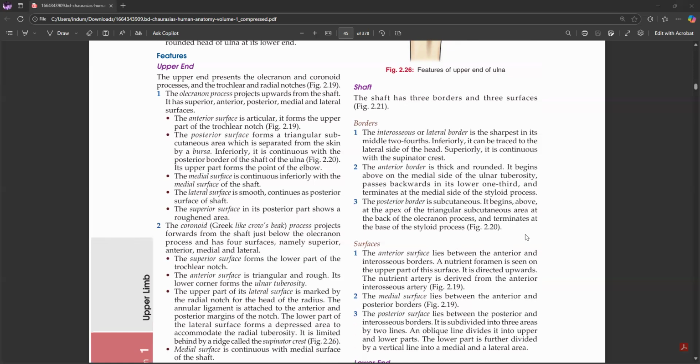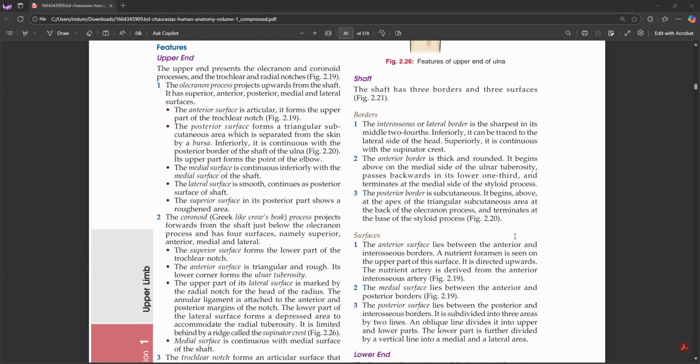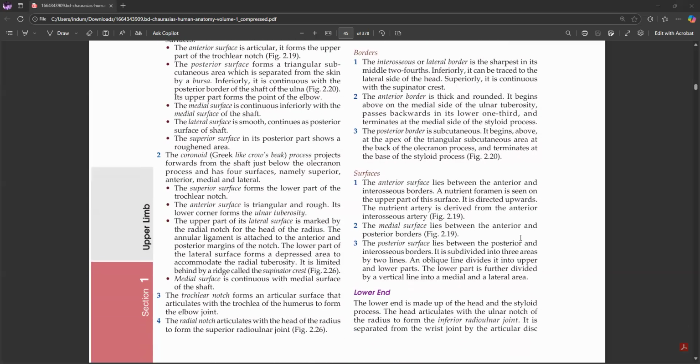Number 2, the anterior border is thick and rounded. It begins above on the medial surface of the ulnar tuberosity, passes backwards in its lower one-third, and terminates at the medial side of the styloid process. Number 3, the posterior border is subcutaneous. It begins above at the apex of the triangular subcutaneous area at the back of the olecranon process and terminates at the base of the styloid process, figure 2.20.